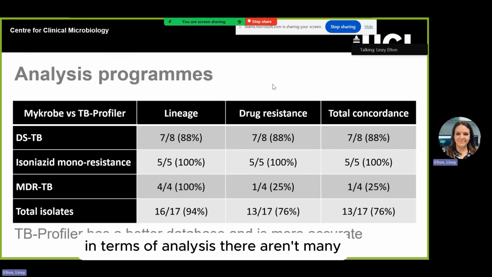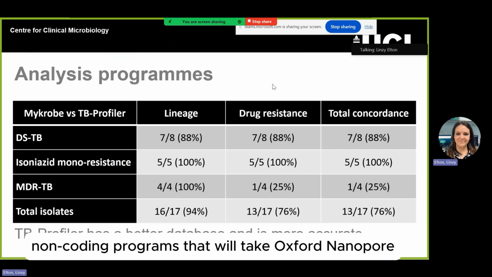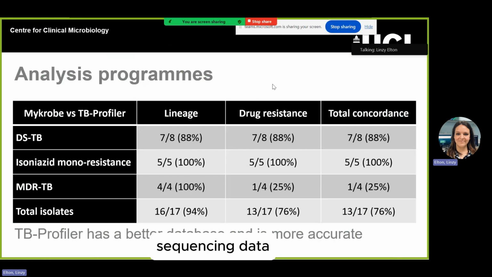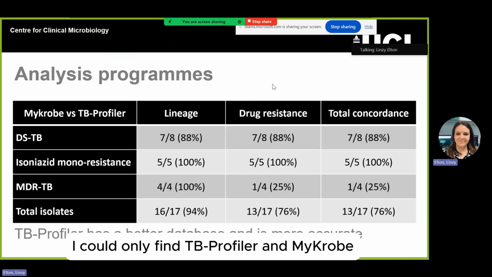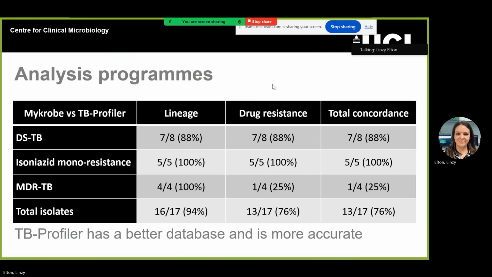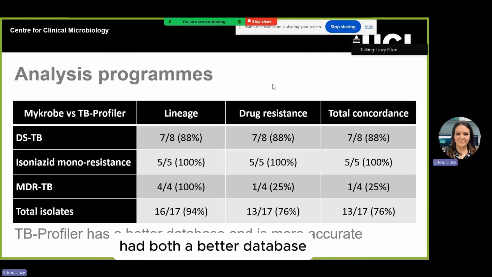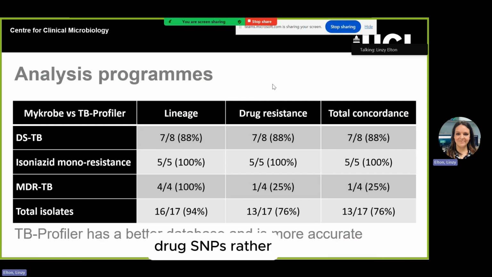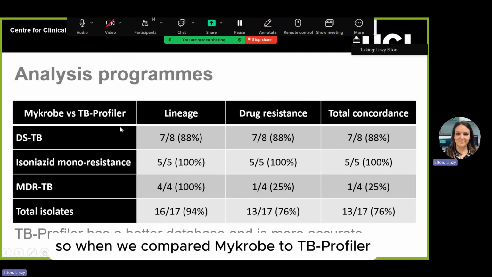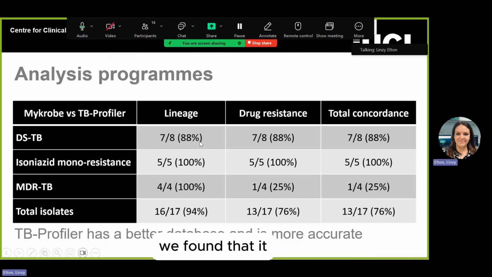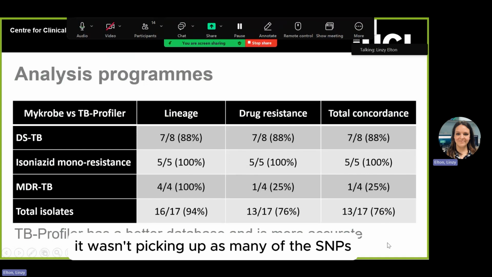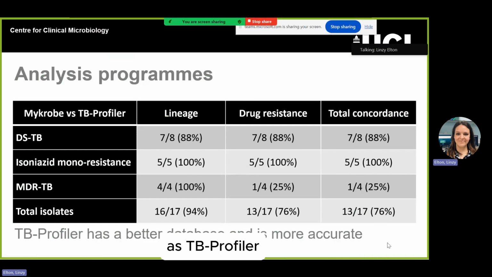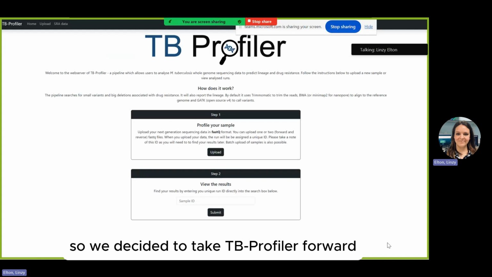In terms of analysis, there aren't many non-coding programs that will take Oxford Nanopore sequencing data. I could only find TB Profiler and Microbe. And what we found was that TB Profiler had both a better, wider database, and covered more drugs, drug SNPs rather, and it was also more accurate. When we compared Microbe to TB Profiler, we found that it wasn't picking up as many of the SNPs as TB Profiler was. So we decided to take TB Profiler forward.